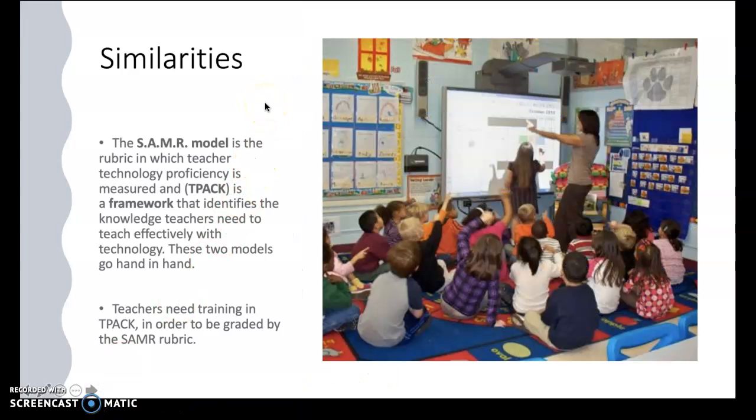So the similarities that they have: the SAMR model is the rubric in which teacher technology proficiency is measured, and TPACK is a framework that identifies the knowledge teachers need to teach effectively with technology. These 2 models go hand in hand. So teachers have to be trained in TPACK in order to be graded by the SAMR rubric. So you have to have one before you can have the next.